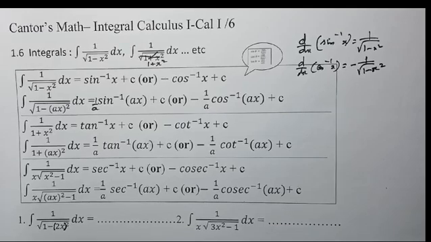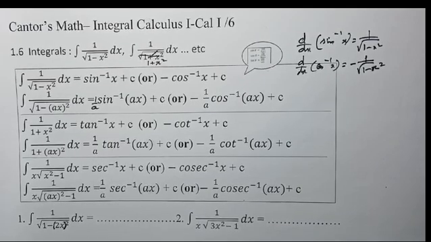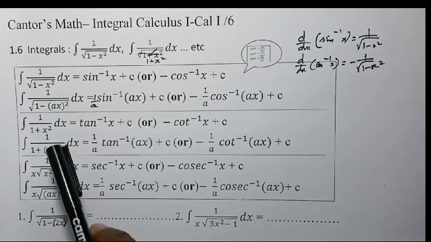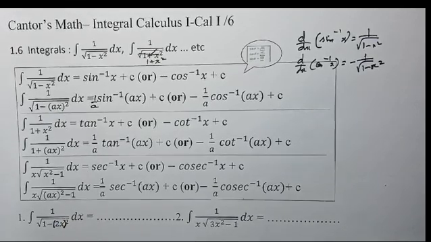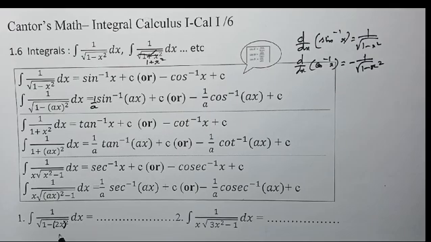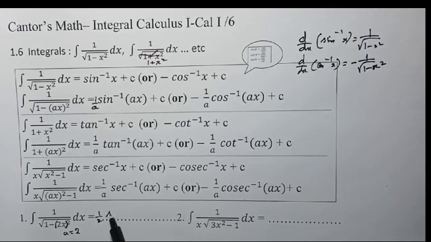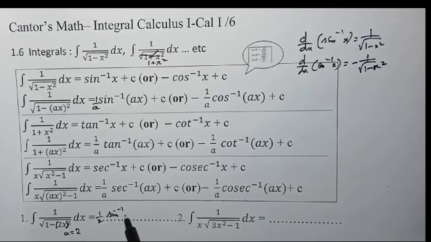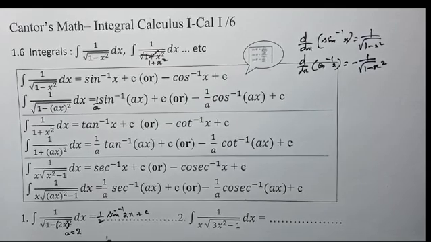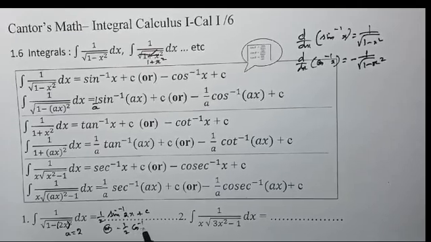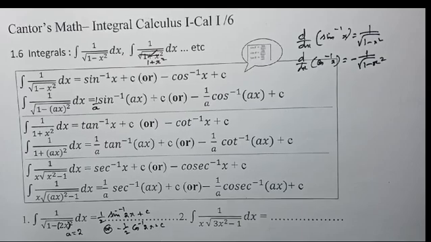Now come to problem number 1. Here, integral 1 by root of 1 minus (2x) whole squared. Compare this with the formula. Here a equals 2. The formula gives 1 by 2 sin inverse 2x plus c, or minus 1 by 2 cos inverse 2x plus c, isn't it?